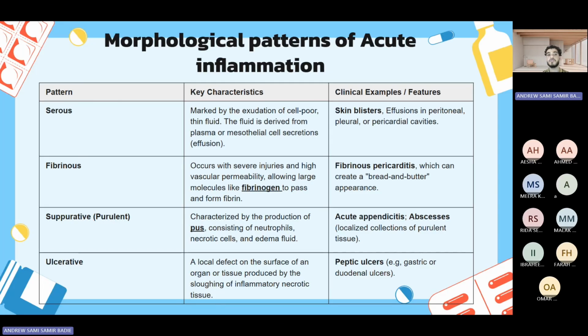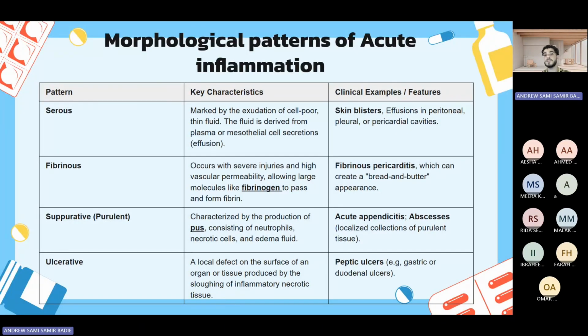This you would see, or usually serous. You wouldn't see a lot of proteins or many cells in there. On the other hand, we have fibrinous. Fibrinous happens with severe injury. By the way, in serous, it's still exudate, but it's not transudate. It's still exudate, but it's cell poor compared to the rest of the others.